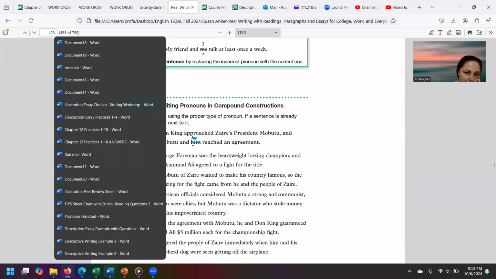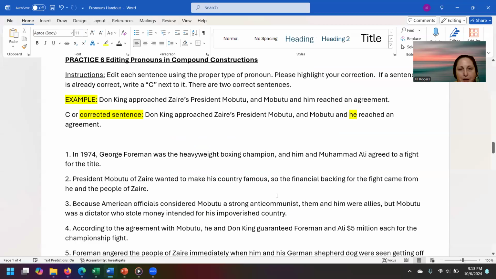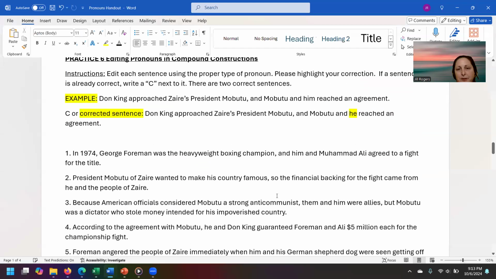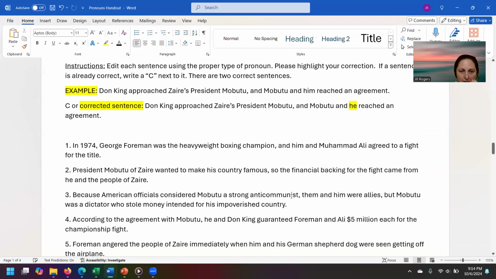Okay, if we go back to our handout, next one. I asked you to please highlight any changes you wrote. I also wrote there are 2 correct sentences of all of these. There's only 2 out of 10. Please highlight the changes you made. So here's the example. I wrote, is it C or corrected sentence? If it's C, you just write C. If it isn't, you write the corrected sentence. So you could just highlight it and change it.